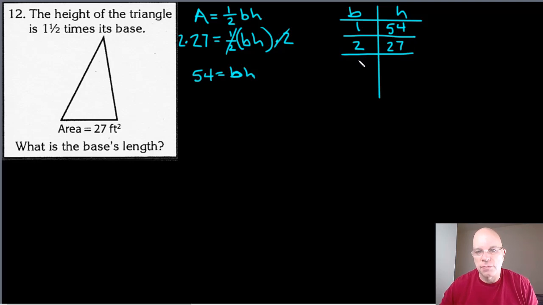We could have a base of 3 and a height of 18, but then the height would be 6 times as much as the base. 54 is not divisible by 4. 4 is not a factor of 54, so I'm going to skip over 4. And I know 5 also is not a factor of 54, because 54 does not have a 0 or a 5 in the ones digit, in the ones place.